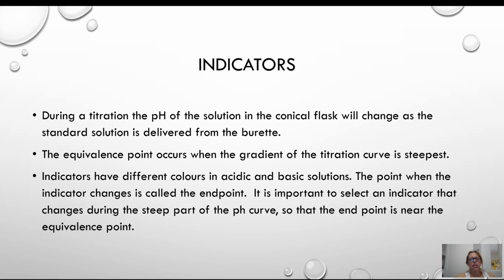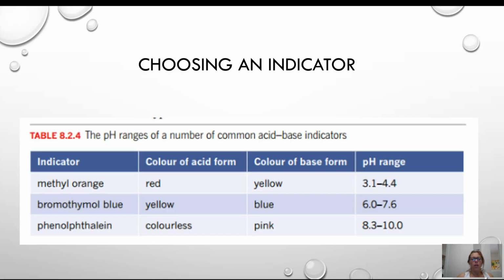So it's important to select an indicator then that's going to change in that steep part of the curve to achieve that. So if we have a look here, you can see these are the three main indicators that you're going to be using. There are others, and you may find that they may have worked, but these are the ones that we tend to use for the reactions that we're going to do.